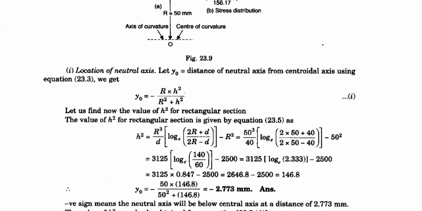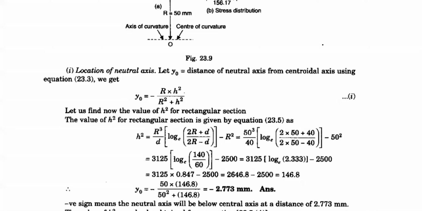The 23.5 equation is available: h square equals r cube by d log of (2r plus d) by (2r minus d), minus r square. After simplifying this, again we have the h square value. After substituting r cube by a, integral of 1 by (r plus y) dA, you will get equation 23.5: r cube by d logarithm of (2r plus d) by (2r minus d) minus r square.